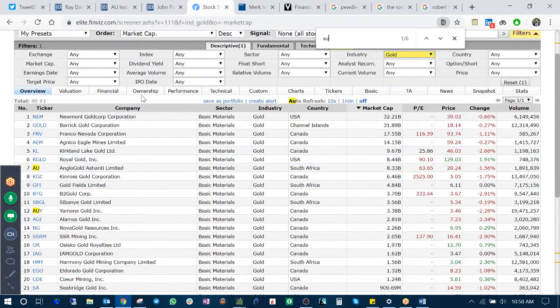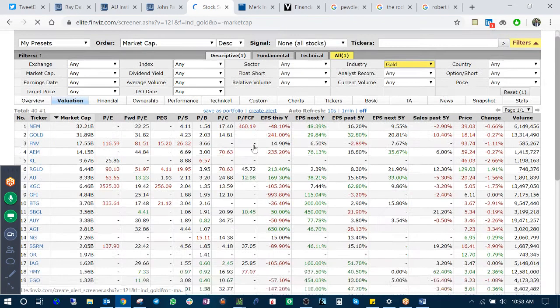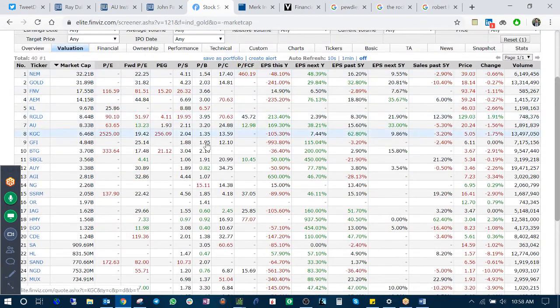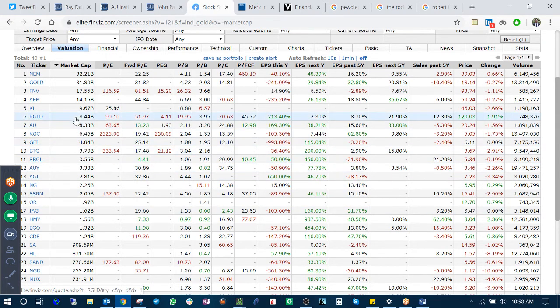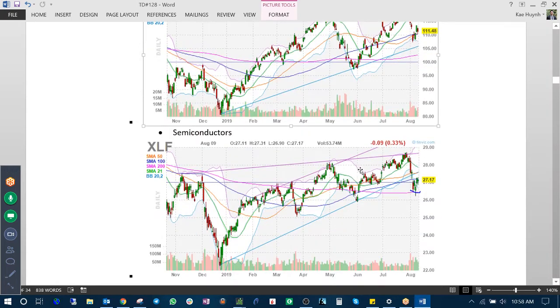Okay. And then if you want to see valuations, look for the ones that are below book value. AUI is below book value, right? And then IAG, AGI, those are the two nice ones as well. Okay. All right. Real quick.